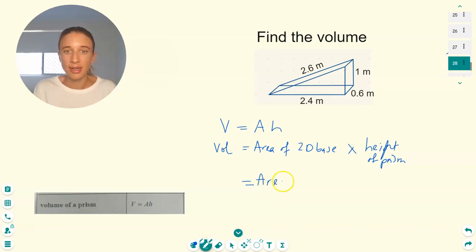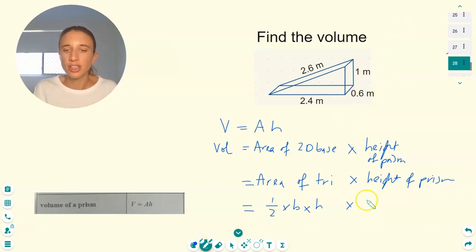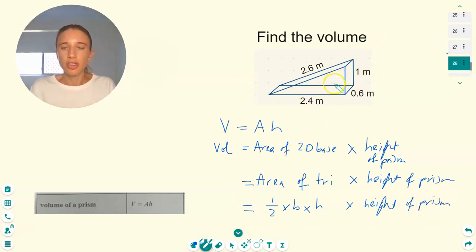So I'm going to say area of triangle. You can make your formula wordy in the beginning to make it make sense to you. Area of triangle. We know that that's half times base times height. I'm just going to write in, actually, let's just say height of prism for now. Okay. So area of the 2D base.